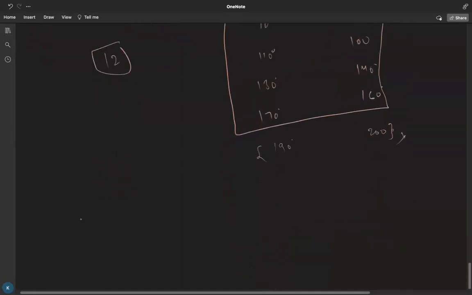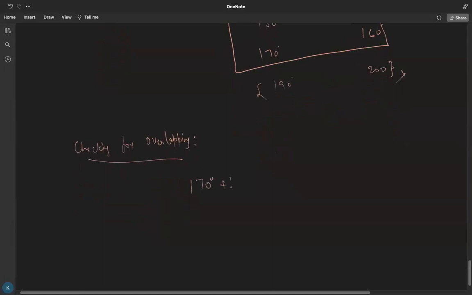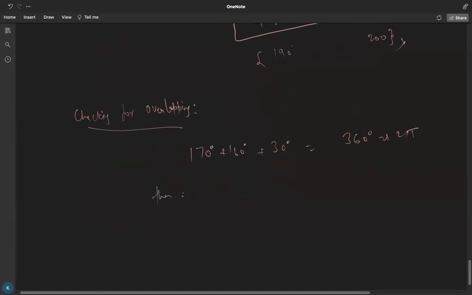Now at last you have to check for the overlapping. So let me write it here, checking for overlapping, right? We are checking for the overlapping because we don't know whether some of the images overlap or not. We didn't have any idea. So checking for the overlapping is you have to add the last two angles plus the angle between the mirrors, which is 30 degree. So it will be 360 degree. It's actually 2 pi. So yeah, there is overlapping.